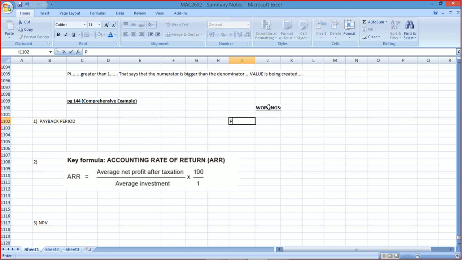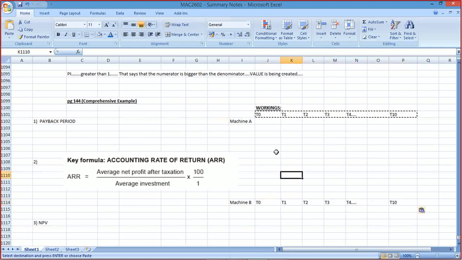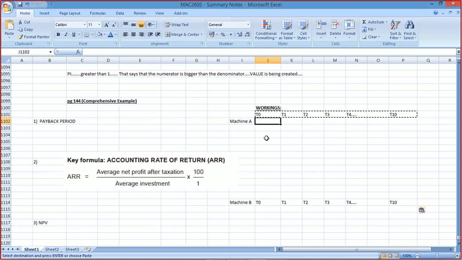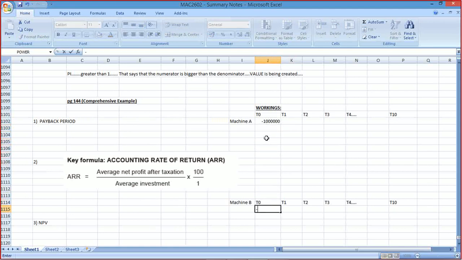So we've got 2 different projects. We've got project or machine, doesn't matter what they call it, machine A, machine B. Okay, so T0, T1, T2, T3, T4, up to T10. Okay, same thing for B. Right, what did they say in the question? Did they give you the cost price? Yes, they did. So that's my initial investment. So I'm going to need 1 million for A, and 1.5 million for B. Okay, negative. That's the initial investment, right? Do you agree? Yes, sir.